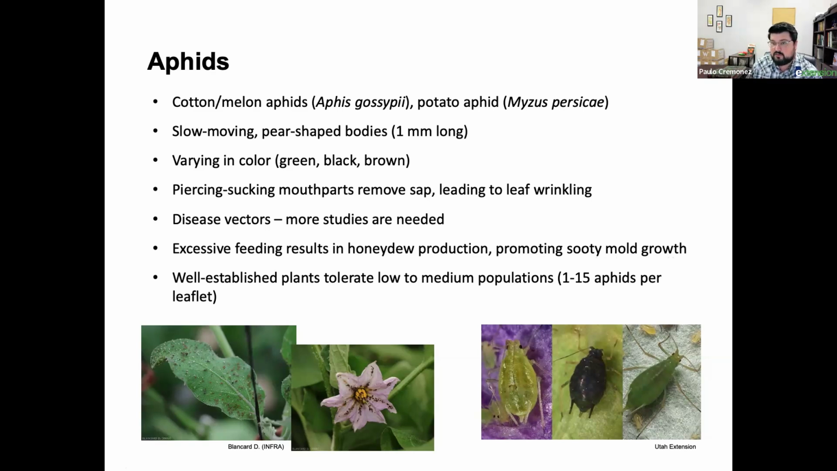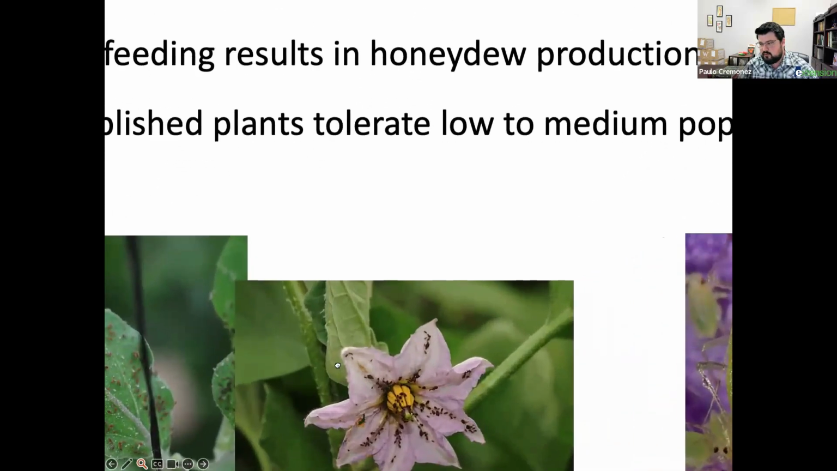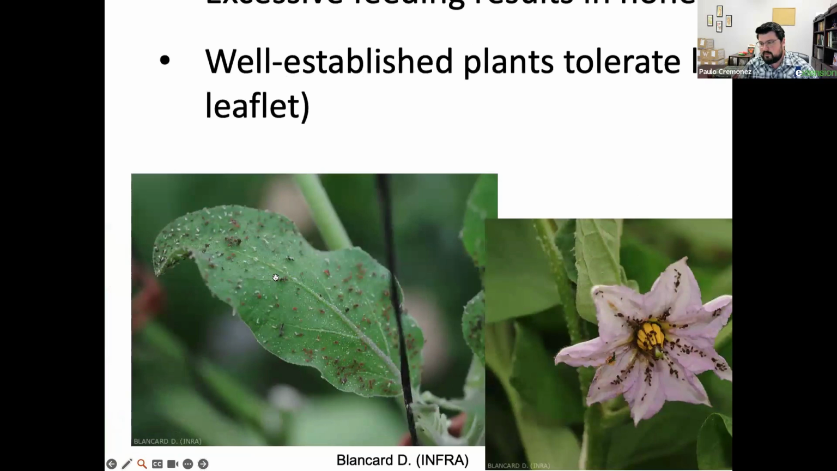There are more studies that we need to do on that because this is very problematic. Very well established plants will tolerate low to medium populations of 1 to 15 aphids per leaflet for tomatoes, for example. But this is a very characteristic infestation of aphids. This is what they look like. This is actually very common as well.